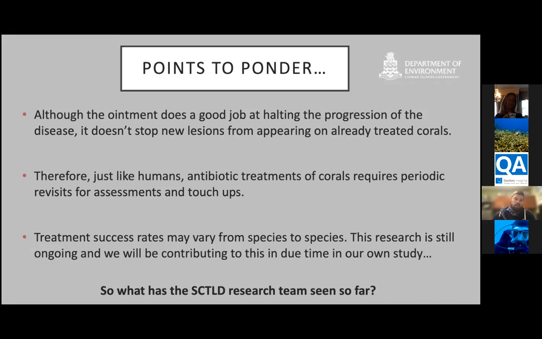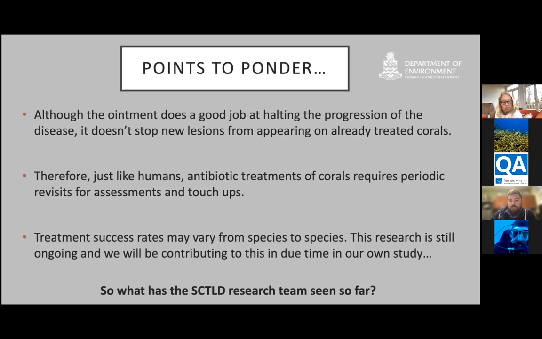A couple of things to think about whilst we use these antibiotics is that, although the treatment is doing a good job at stopping the progression of the lesions on the corals, it doesn't stop new lesions from popping up over time. So you may treat one coral with 2 lesions one week, but you may come back in a month's time and there are 3 new lesions on top of the ones you've just treated. So it doesn't stop that from happening.